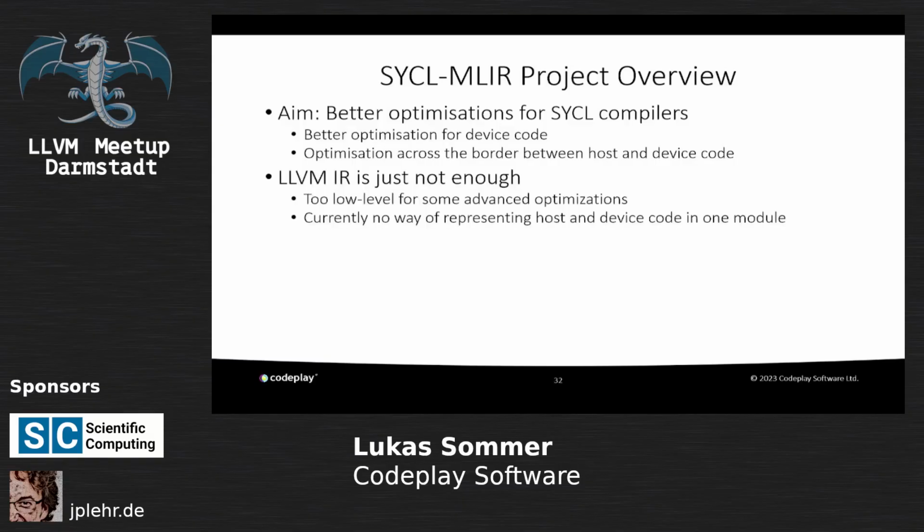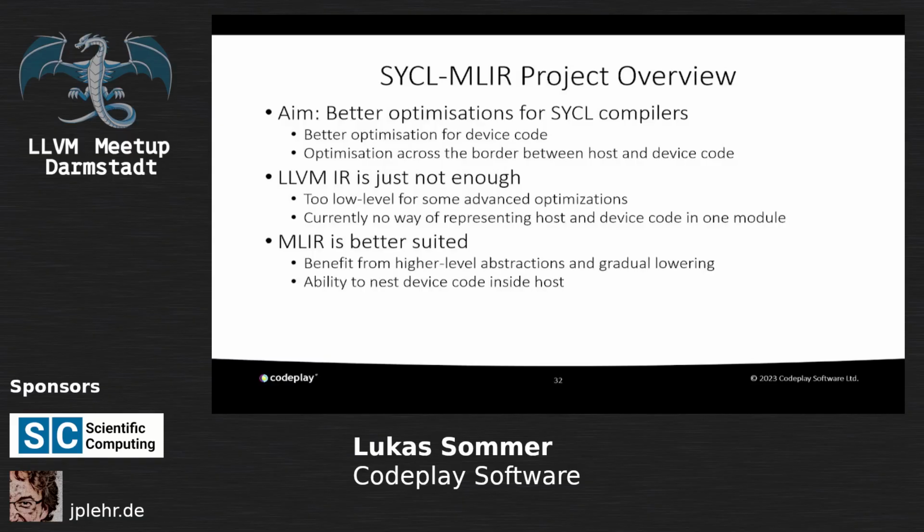And for that purpose, LLVM is just not enough for us. It's too low level, as I said. We don't have loops, for example, for our optimizations. And currently in LLVM there's no way to represent host and device code in the same module, because you have different target triples, and an LLVM module can only contain one target triple, so you cannot have both in the same file. And the idea is that MLIR is just better suited for that.